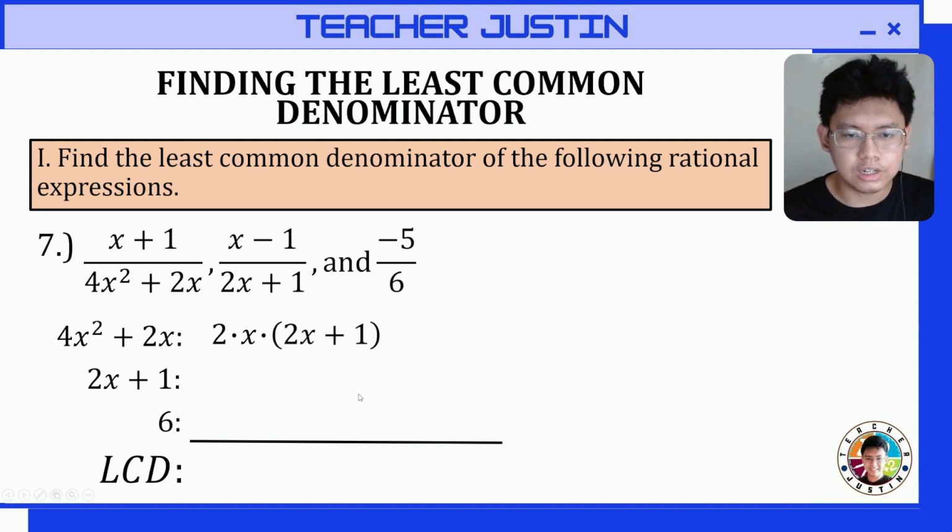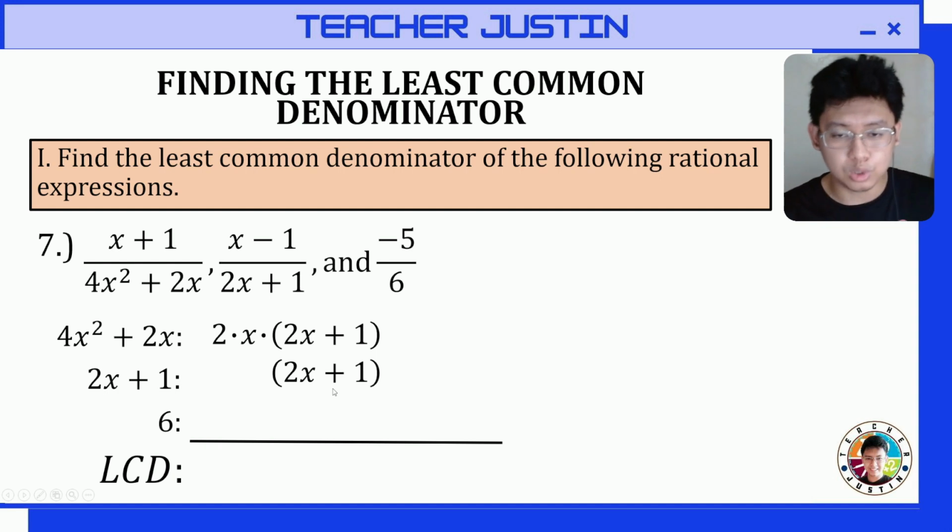So, ito yung factor niya. Si x plus 1 naman, since hindi na natin siya pwedeng i-factor, it will just be 2x plus 1. Tapos si 6, yung factors niya will be 2 times 3. Now, kunin natin yung mga factors nila.